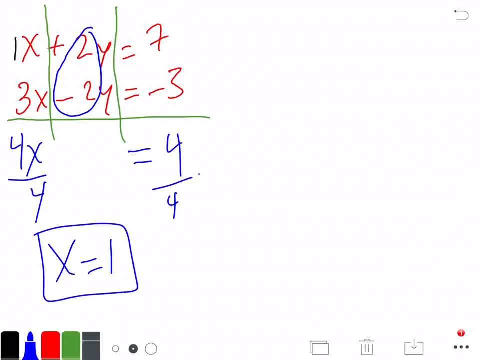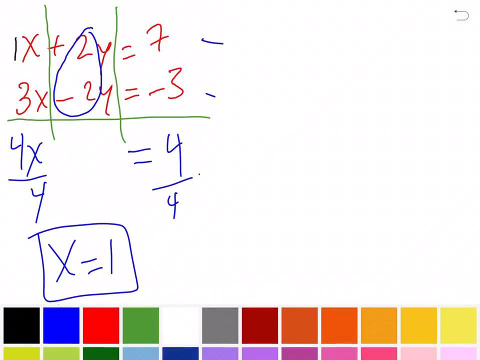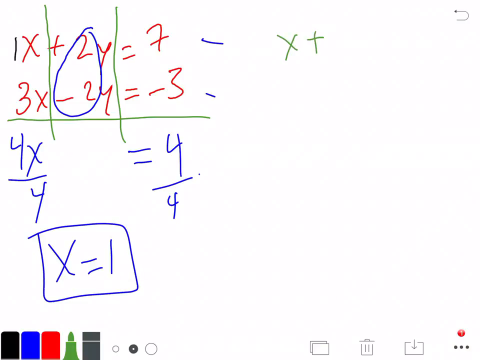And now we just have to take our x value of 1 and we need to plug it into one of the original equations, either this one or this one. It really doesn't matter, since they're both not isolated for x anyway. Just pick one of them. We'll use the top one. So we'll use x plus 2y equals 7. We solved x for 1, so it's 1 plus 2y equals 7.